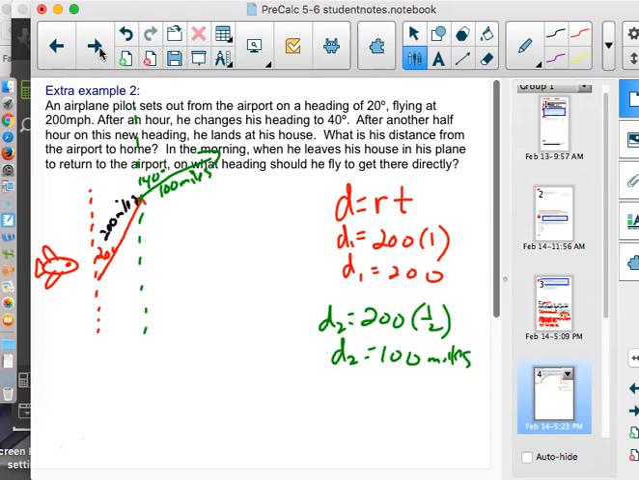And it says, what is his distance from the airport to home? Well, that makes it interesting, because if we could just figure out this angle right here, then we can use the law of cosines. So what we're going to need to do is just kind of think backwards about what's going on here. So let me make a sketch down here that might help us out a little bit with this, just changing the way everything is looking at this point.